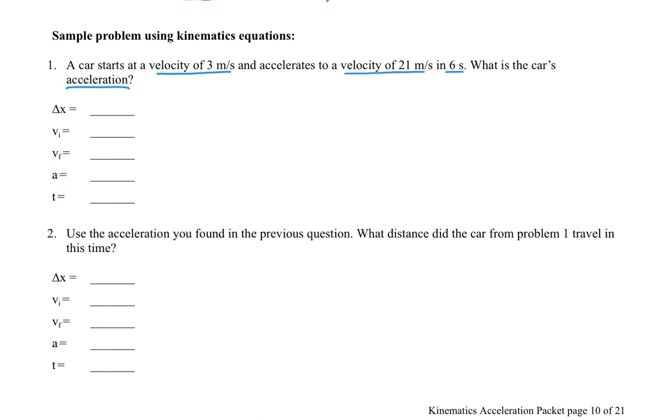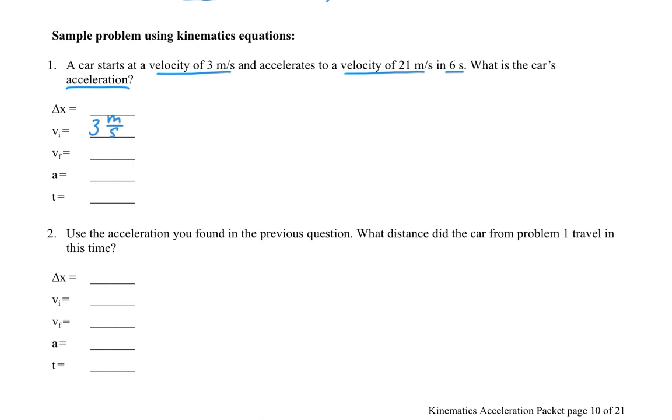So let's go ahead and list out what we know. It says a car starts at a velocity of 3 meters per second. That meters per second means it must be a velocity. And since the car starts at that velocity, I know the initial velocity must be 3 meters per second. It accelerates to a velocity of 21 meters per second.